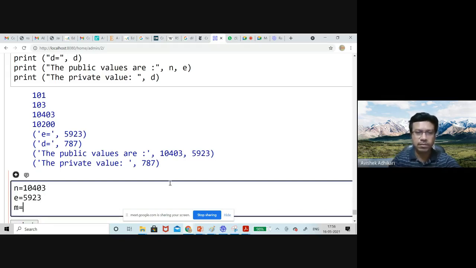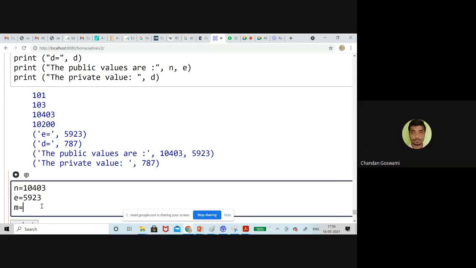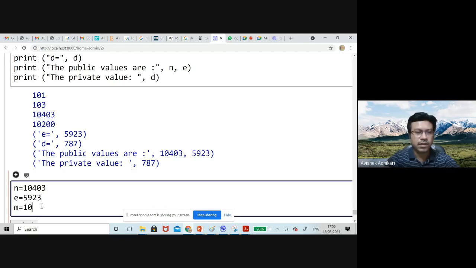Now he has some plain text, suppose an m value. So can you tell me some m value which is less than n? Here n value is this. Anybody tell me some message in numbers within this range, 10403. Any number, anybody? 10,000. Okay, good. 10,000 is within this range. Very good.